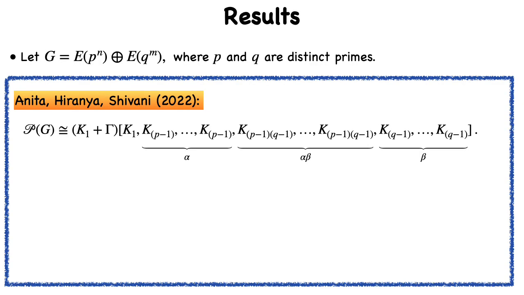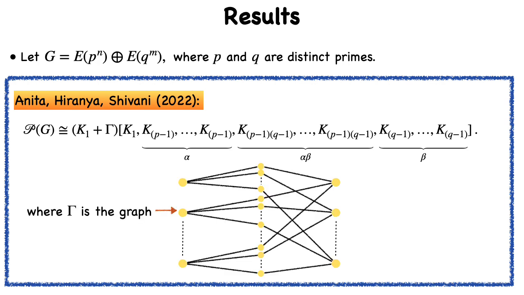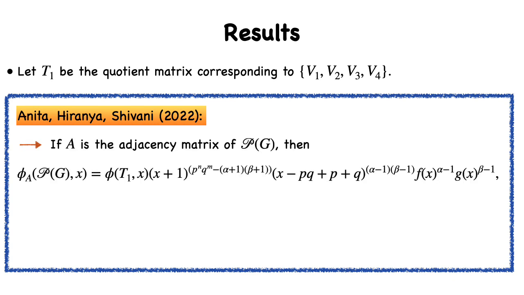Using that, we found a joint representation of its power graph, where the underlying graph gamma is the graph given here. And using that, we found the characteristic polynomial of the adjacency matrix of the power graph of this group in terms of the matrix T1, which is the quotient matrix corresponding to the equitable partition, and this is a 4 cross 4 matrix. Its spectrum is very easy to find.